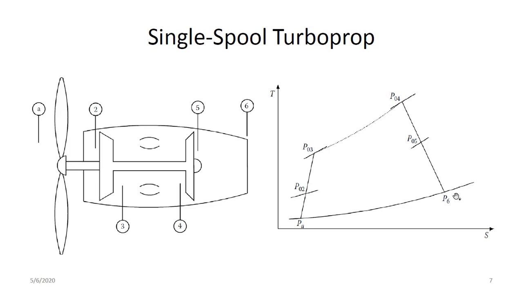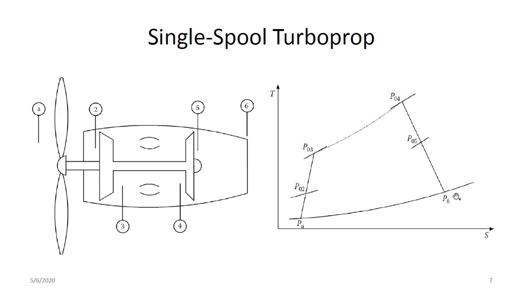And from this single spool arrangement, if you look at the temperature entropy diagram, you can tell that the highest cycle temperature is T04, which is the inlet temperature to the turbine. And this is a design parameter because it has to be predetermined in advance, otherwise the material used to build this turbine will not withstand the higher temperature. So you need to know this temperature in advance.